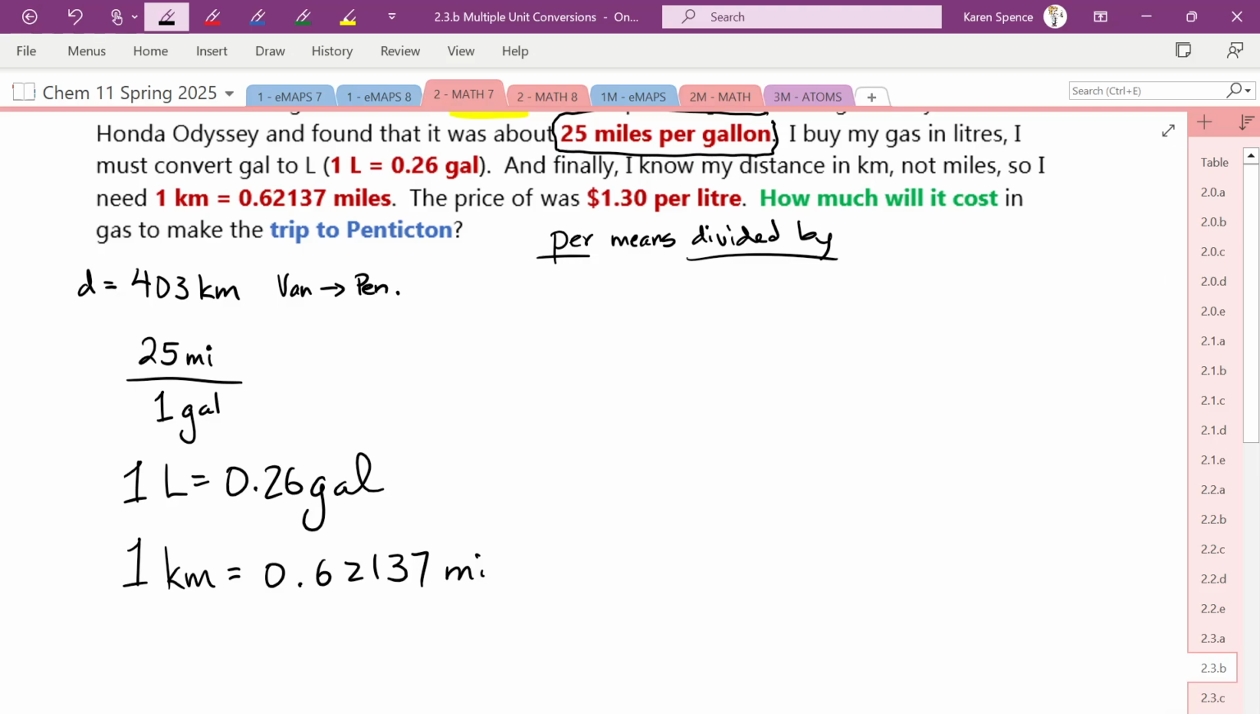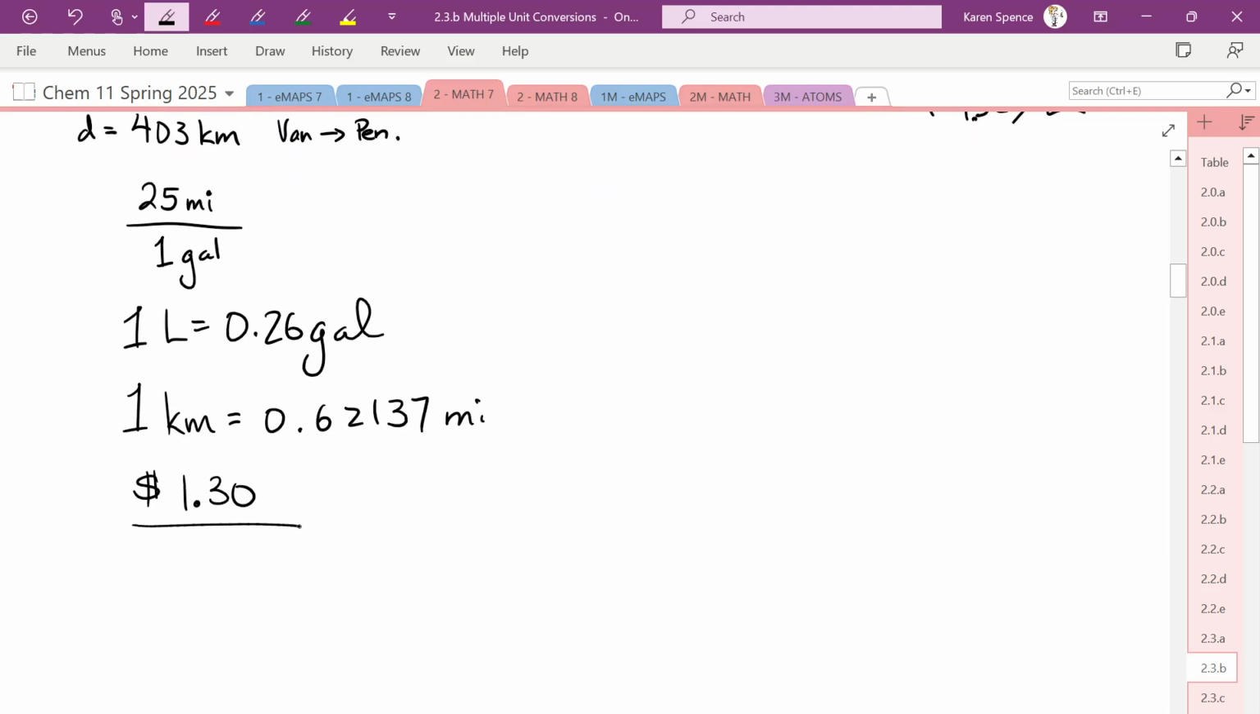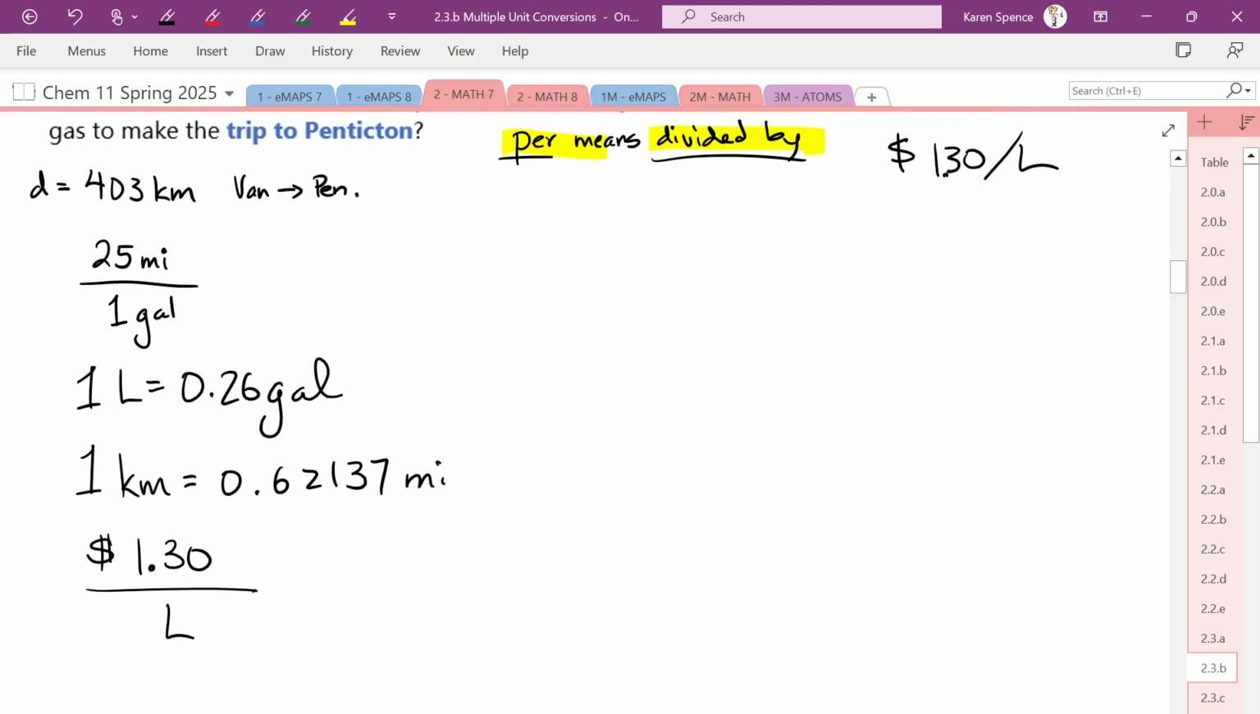Whoa. Right? Okay, so the price of gas is $1.30. And remember, what does per mean? Per means divided by, and because we're doing things as conversion factors, don't do the slash thing. Don't be like $1.30 per liter. You want to write it as $1.30 per liter so that you know there is a top and a bottom, okay? So now we have a whole bunch of numbers.